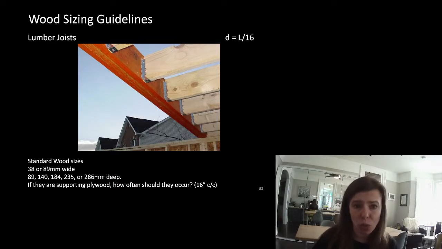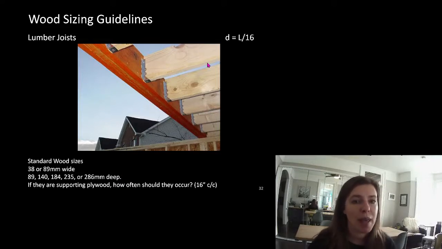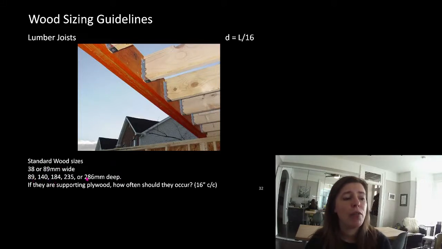If something's unusual, if something's different than that, you already know your sizing guidelines might not be able to work the same way. So it's L divided by 16. We know our standard wood sizes. 38 millimeters is the 1.5 inches for a 2x, or 89 millimeters wide. That's getting a little bit unusual. Depth is 89, 140, 184, 235, or 286. So this would be our 2x4, 2x6, 2x8, 2x10, or 2x12.